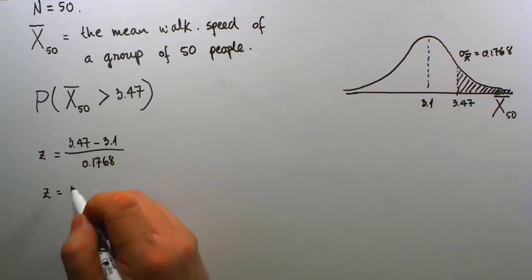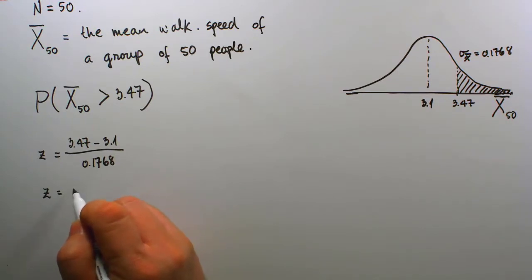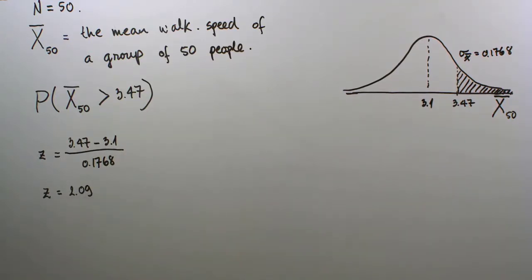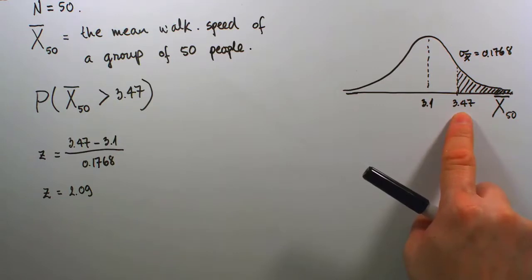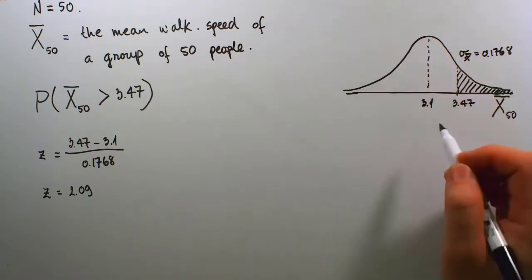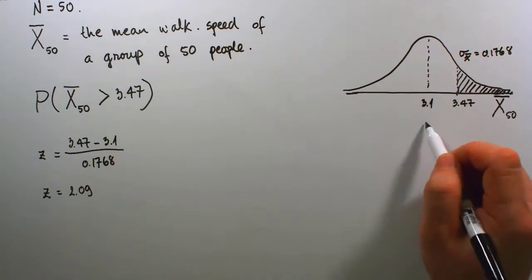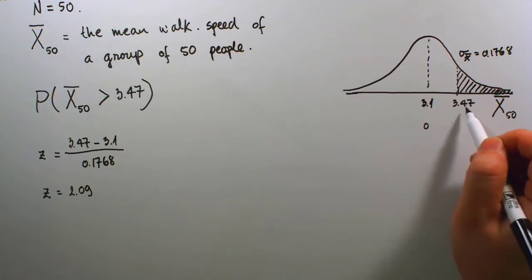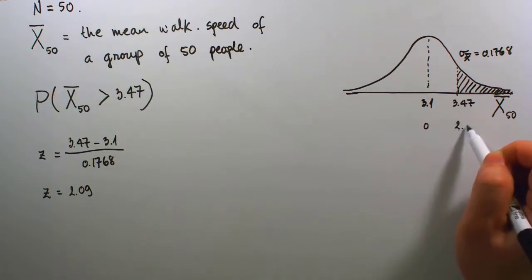My calculation now came out to be positive 2.09. And so now, as soon as we have successfully calculated our z-score corresponding to this lower end of the interval, that means if we were on the standard normal distribution bell curve, then this center 3.1 is right at 0 z-score, and this lower end of our interval is right at z-score 2.09.